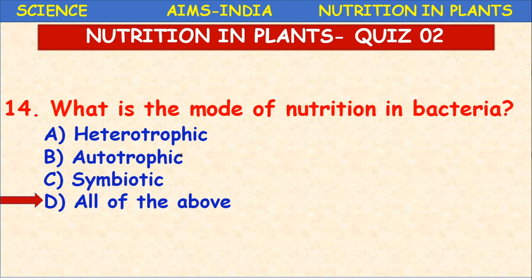All of the above. Heterotrophic nutrition, autotrophic nutrition: certain bacteria like cyanobacteria, blue-green algae, undergo autotrophic nutrition. Symbiotic nutrition we have studied. What is the example of symbiotic bacteria? Yes, Rhizobium bacteria, which help in the nitrogen cycle or fix nitrogen in the soil. Especially these bacteria are present in the soil. Rhizobium bacteria are present in the root nodules of the groundnut plant.